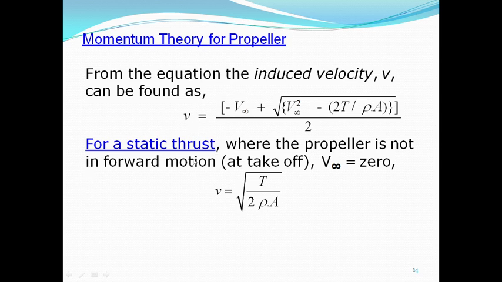And for static thrust, that means when the propeller is not in forward motion, just before or at takeoff, the flight velocity is zero, so V infinity is zero. When you put V infinity as zero into the above equation, we get the induced velocity for the thrust force.